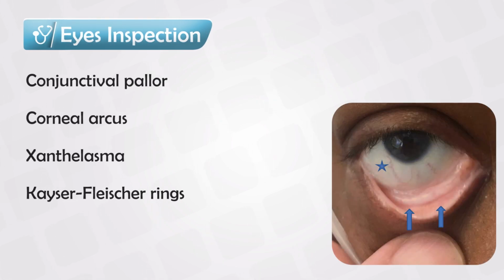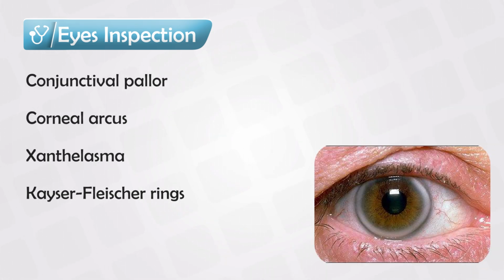And then you're going to move into the eyes. Look for signs of conjunctival pallor, which can be a sign of anemia, and corneal arcus, which is a white circle around the cornea. This can be normal in older patients, but if you see this sign in younger patients, say younger than the age of 50, this can be a sign of high cholesterol in the blood.